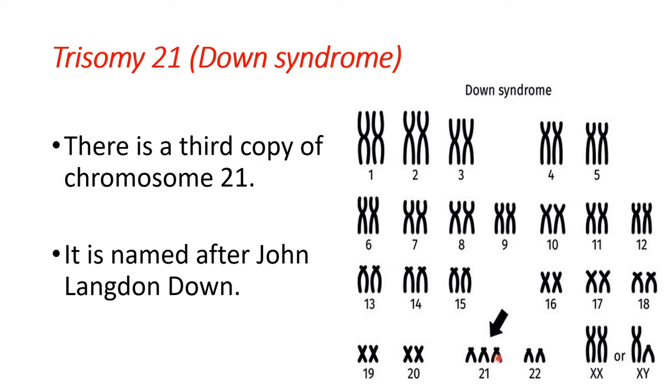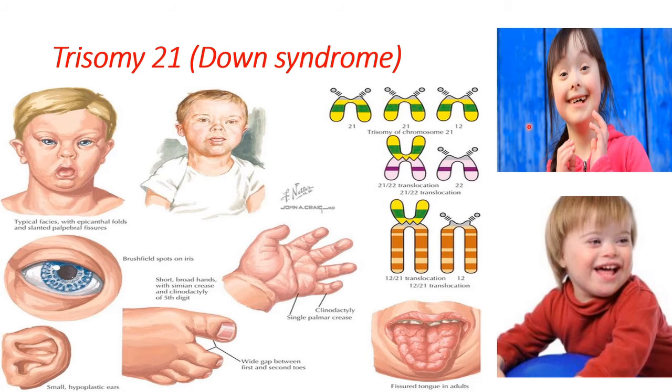So that's why tri means 3. So 3 chromosomes in this set. And this problem was discovered by John Langdon Down. That's why trisomy 21 is named after him. So here are some signs as we talk about trisomy 21. By the way, syndrome means a collection of signs, a collection of things that you can see in a problem. So that's why it's called Down syndrome.